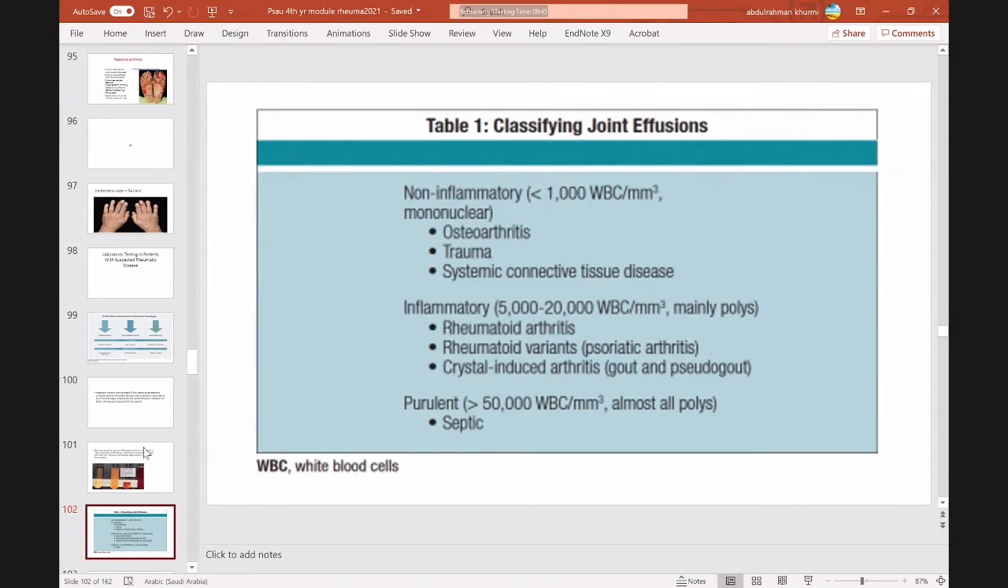So how do you know? For the crystals, you do crystal analysis, as we said, under polarized light. You see the negative needle-shaped crystals. For infection, you need to do septic culture, cultures from the synovial fluid, and you need to do Gram stains. Right, guys? Right.